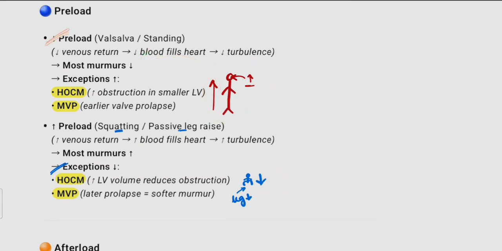Okay, so preload decreases, which means you will have less turbulence because there is less blood. But the exceptions are HOCM and MVP, and we have learned a cheat code as well. When you're standing, it will increase. Your mouth is above where the legs are below, so that's why passive leg raise and squatting, you sit, it is going to decrease, whereas in general it should increase, because when you raise your leg and when you squat, your venous return increases.